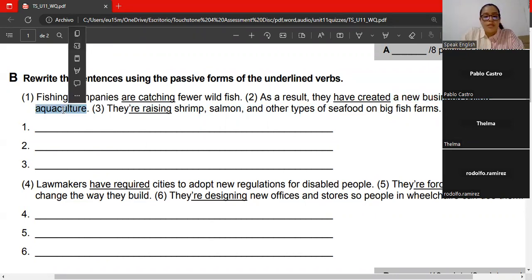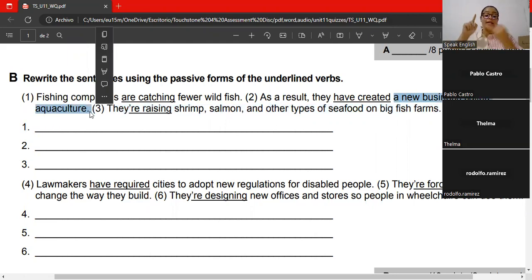aquaculture en este caso no me dice nada. No sé qué es aquaculture, no sé si es una técnica, no sé si es una empresa, no sé si es un emprendimiento, si lo dejo solo. Pero si yo digo, a new business called aquaculture, now I know that it's a business, but it's not old. It's a new business. Okay, this is for everybody. Remember, identify if you have a single object or a phrase of an object, okay?